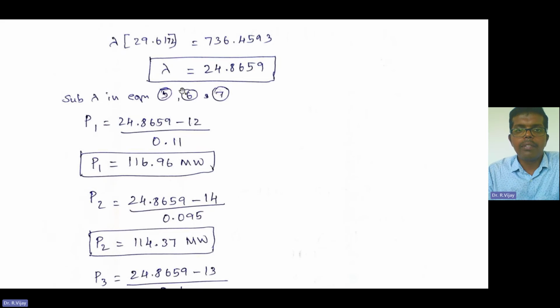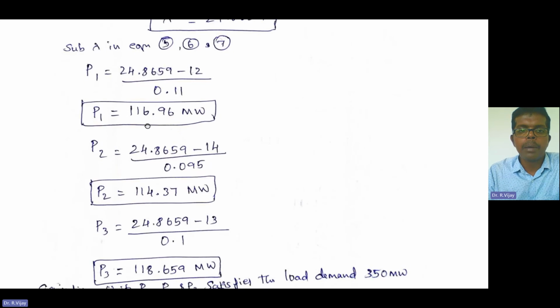The same way that we have taken here, we are substituting and finding out P1. So when substituting the value of lambda and finding out P1, we are getting P1 as 116.96 megawatt. Similarly, P2, the same lambda we are substituting in equation number 6.